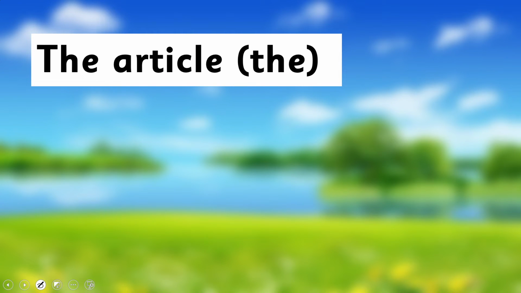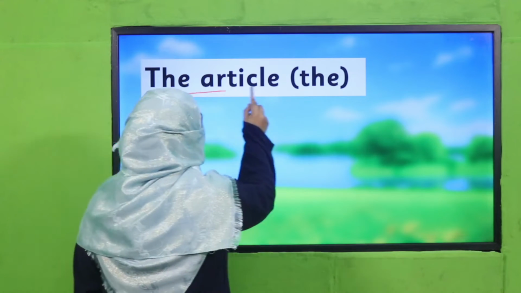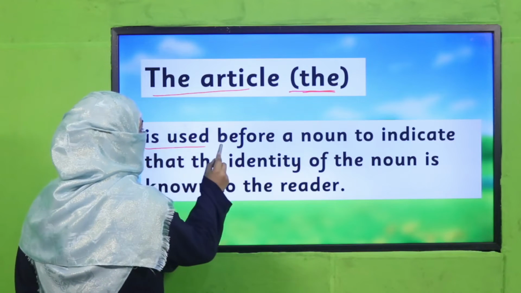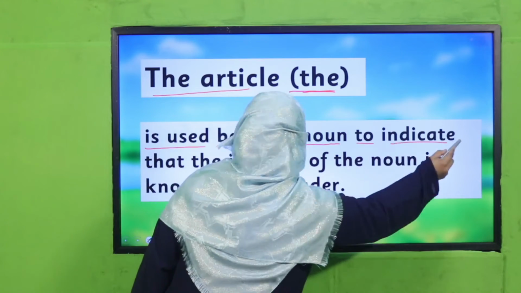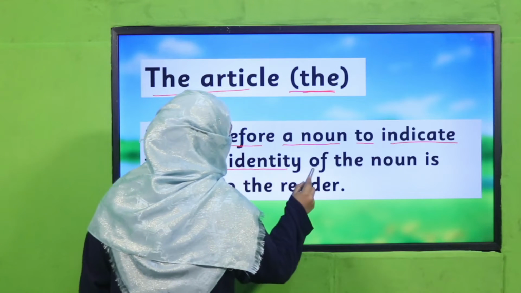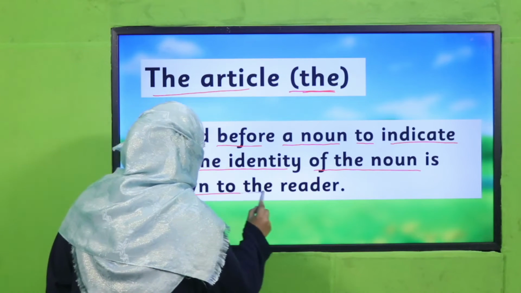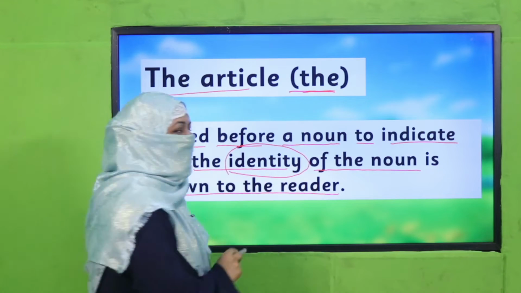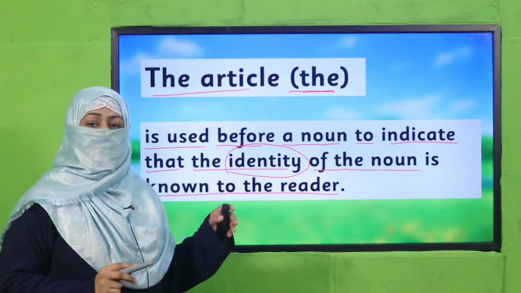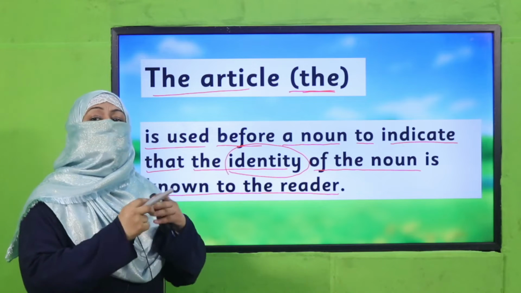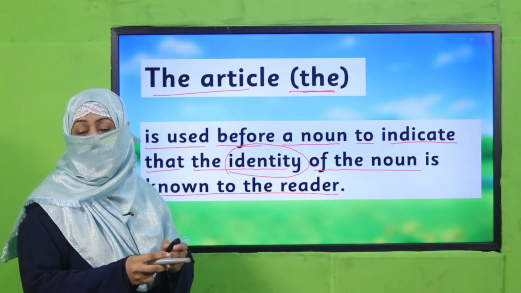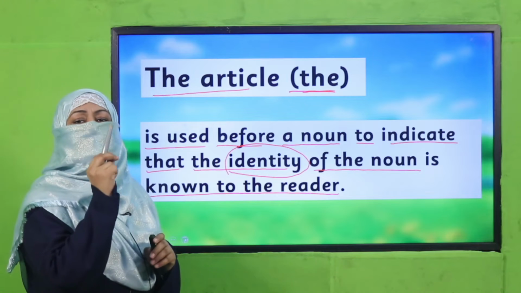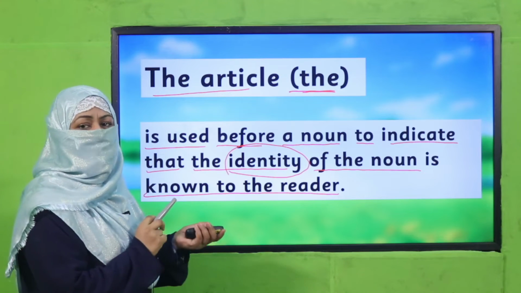Now the next, our third article, is the article "the". Where do we use "the"? "The" is used before a noun to indicate that the identity of the noun is known to the reader. When the identity is specific, when we use a noun as a specific noun, it's not general. When I use "the" with a noun, it means I'm talking about a particular thing. Right? How does it make a difference?